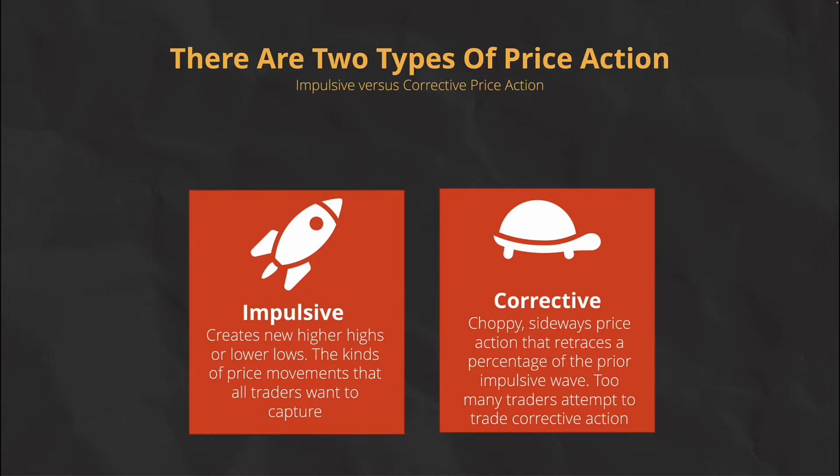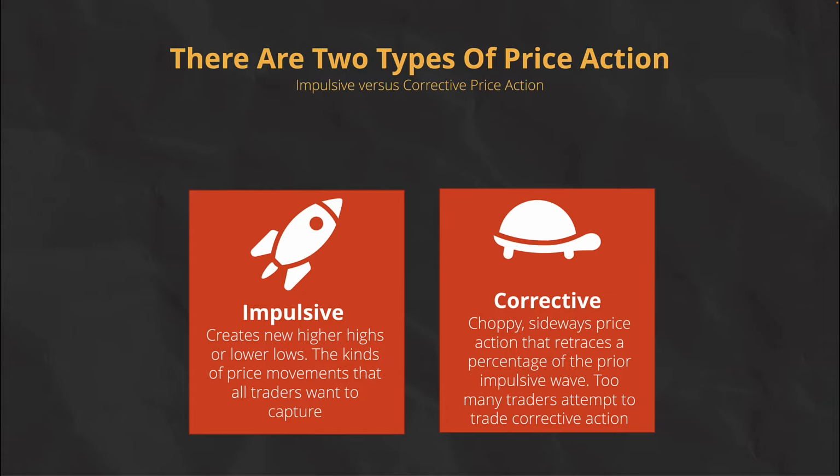Now, corrective price action is characterized by choppy, sideways, sloppy price action, which retraces a percentage of the prior impulsive wave. Too many traders attempt to trade corrective price action, and I have a theory as to why that is. Markets don't trend the majority of the time. Depending on the market, depending on seasonality and cycle, I'd venture a guess that markets are trending roughly 20 to 30% of the time at most.